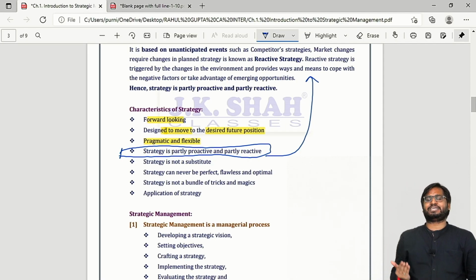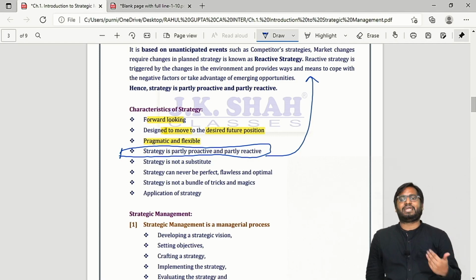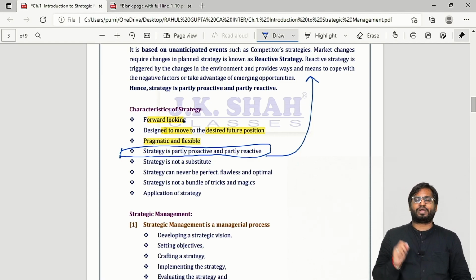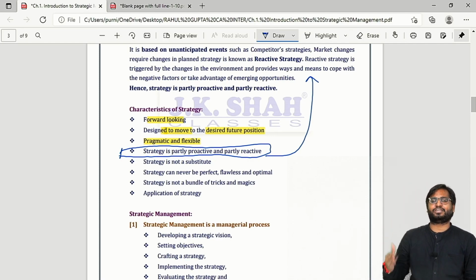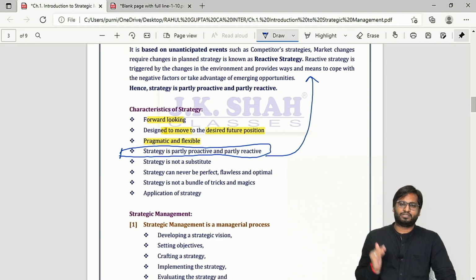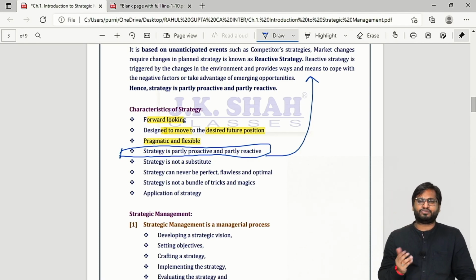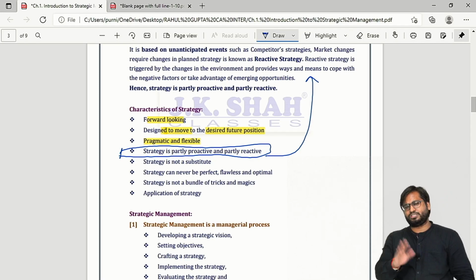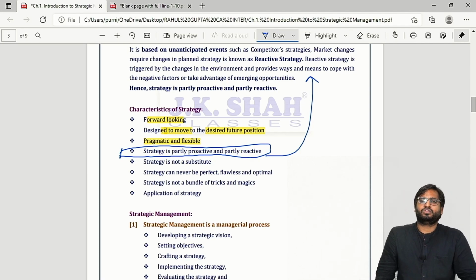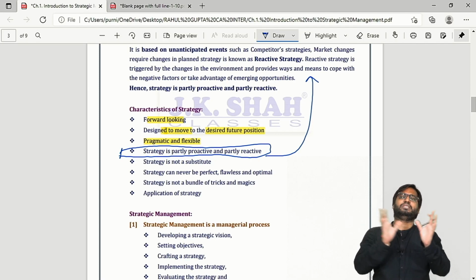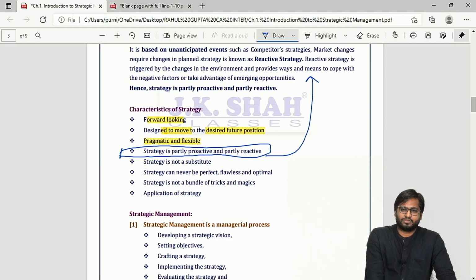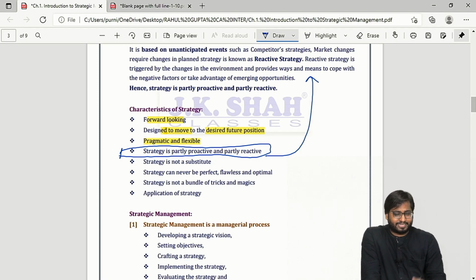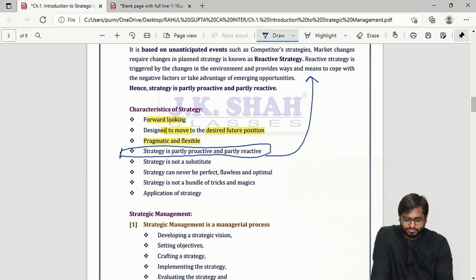If in one sentence I can tell you, proactive means planning in advance. And reactive means reacting to the changes in the environment. So now you tell me, can an organization be always proactive? No. Should the organization be reactive? No. It should be a combination, blend of proactive and reactive. We will discuss this in a greater length in a minute or two.